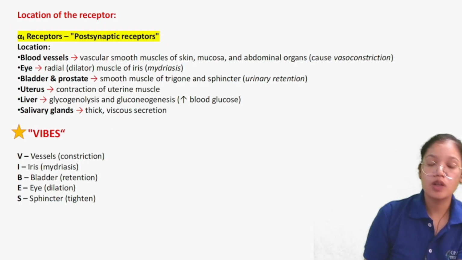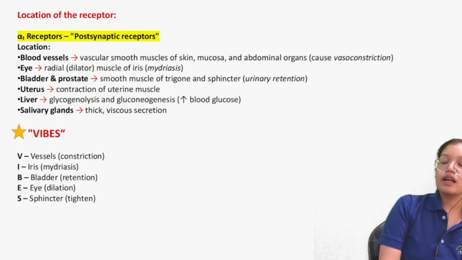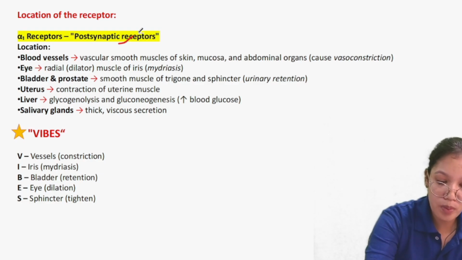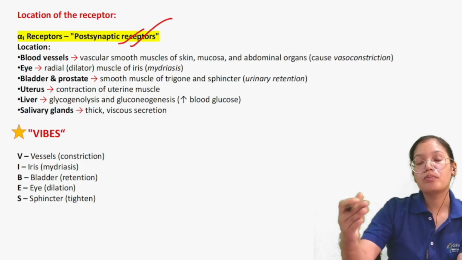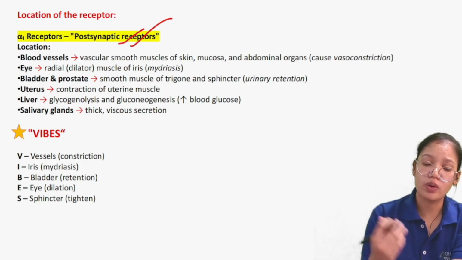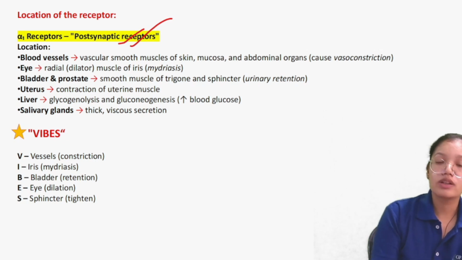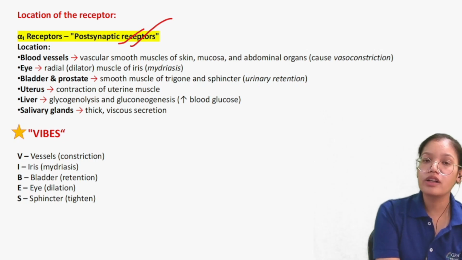Now starting with the location of the receptor. Basically alpha 1 is a type of postsynaptic receptor, means it will be present in the postsynaptic neuron. And if we talk about the location of this receptor, there is a mnemonic by which you can remember where this is located.